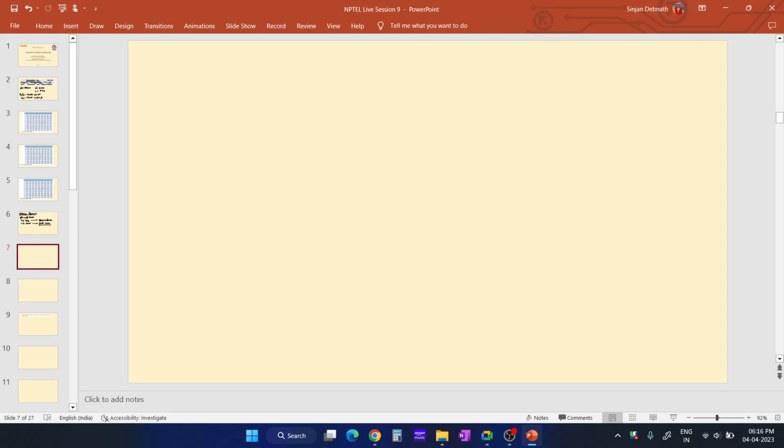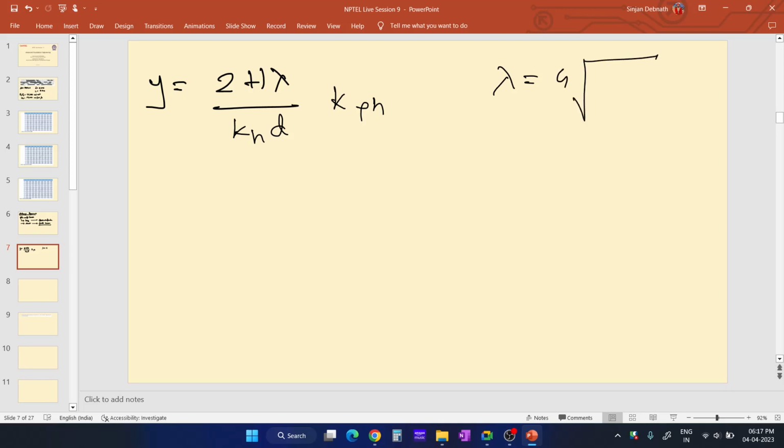the corresponding deformation can be given as, according to Hetenyi, y, that is the deflection, equals 2 H lambda divided by Kh d, times K rho h. So what is lambda? Lambda is equal to the fourth root of Kh d by 4 EpIp. So first of all, we need to calculate lambda.